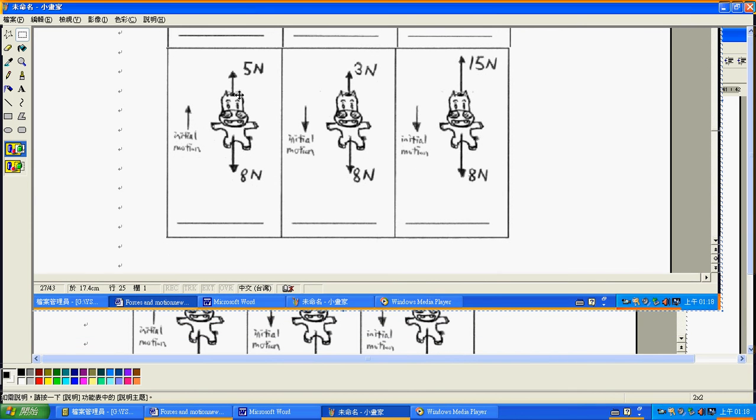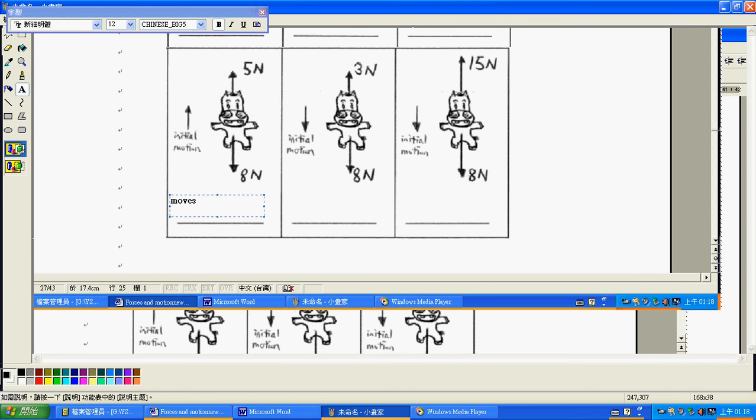So for the next example, there is a net downward force, but the initial motion is upward. So what will happen? It will move up with deceleration. Okay, deceleration. And ultimately it will stop and then move down with acceleration.